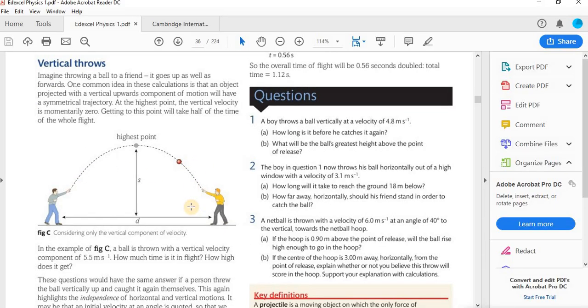Constant. Yes, because there is no force, no acceleration in the horizontal direction. No acceleration because there is no resultant force in the horizontal direction. We assume there is no air resistance. If there was air resistance, then the velocity in the horizontal direction would decrease.